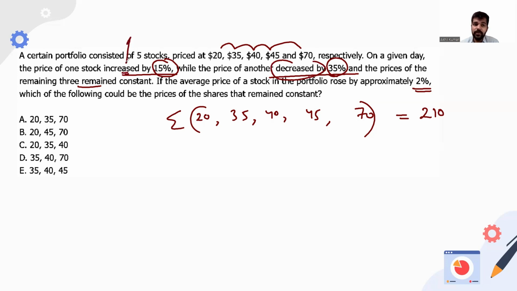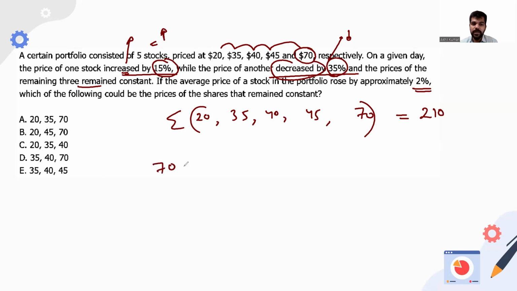That means this particular value which is increased has the high magnitude and this has the low magnitude. That's the reason that after increasing by a small percentage, just 15%, and decreasing by a much larger percentage, 35%, we still get an overall increase of 2%. So from here we can definitely say that we can do a hit and try. We can first assume that the value which is the highest is increased by 15%.